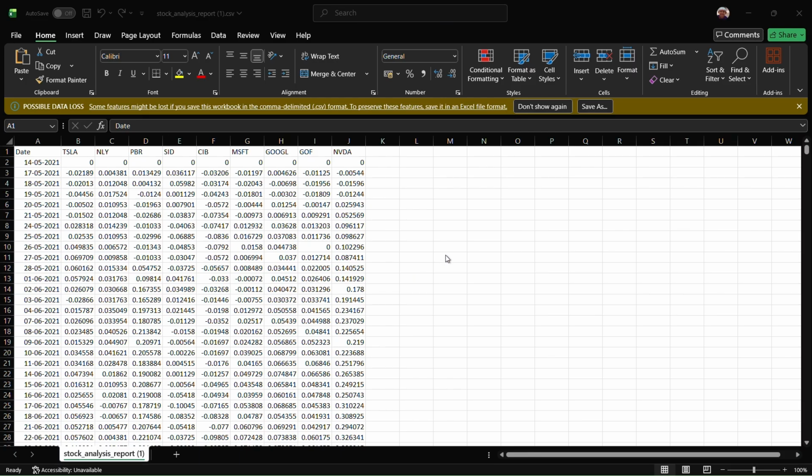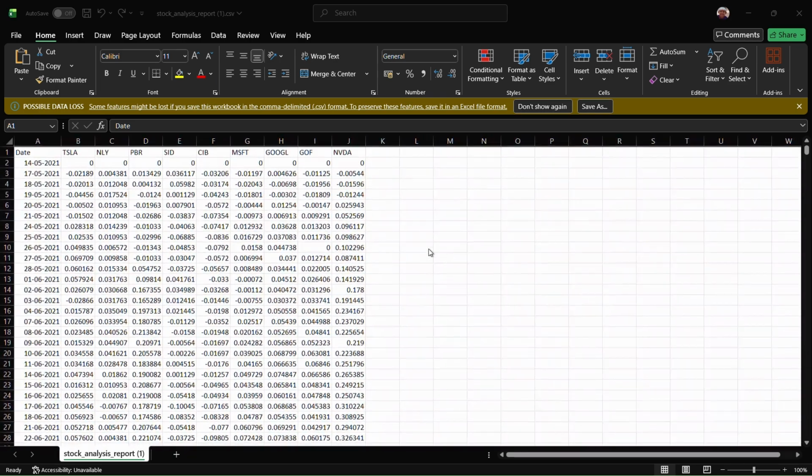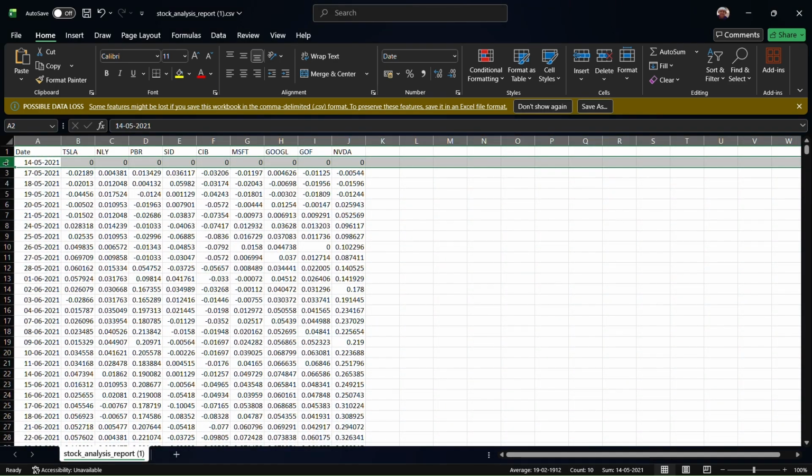At the end, we also have a Download CSV Report button that lets you download the cumulative returns data in CSV format.